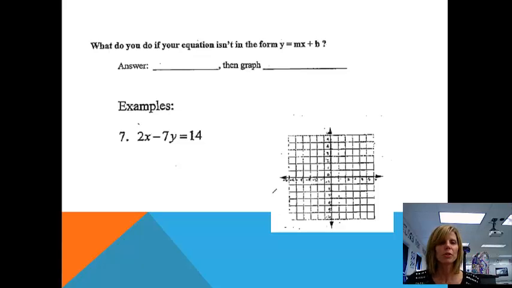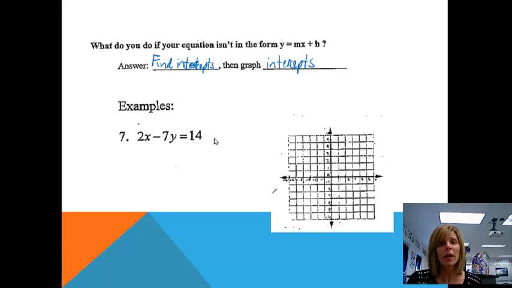Right, so what do you do if your equation isn't in the form y equals mx plus b? The answer will be: find the intercepts, then graph the intercepts. By intercepts, we're looking for where the graph touches the x-axis and where the graph touches the y-axis. So in this first example, it says graph 2x minus 7y equals 14.